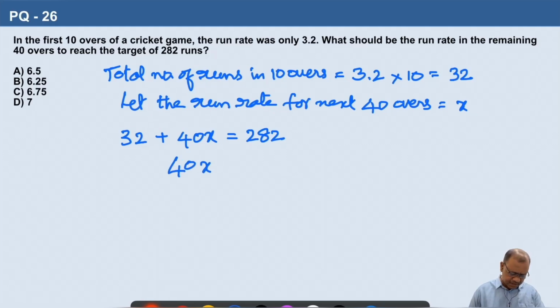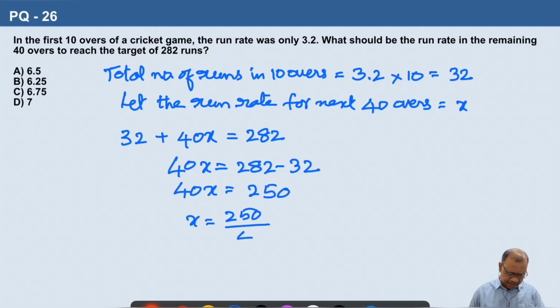So, 40x is equal to 282 minus 32. So, that is 40x equals 250. x is equal to 250 divided by 40. The zeros get cancelled. So, what is remaining here? 25 by 4. If you divide 25 by 4, 4 sixes are 24, 1 remains, decimal point, so that becomes 10. 4 twos, 4 fives.